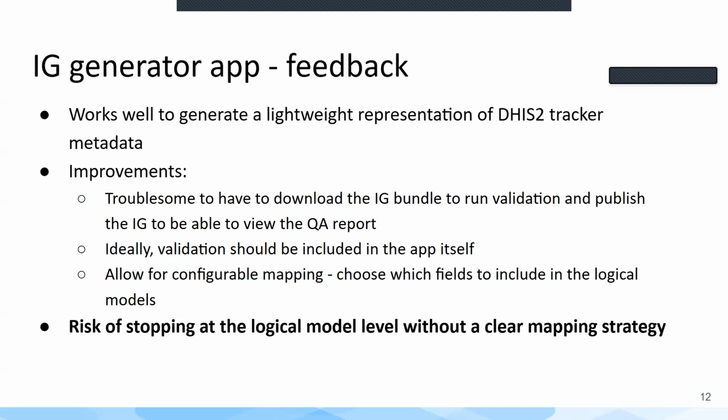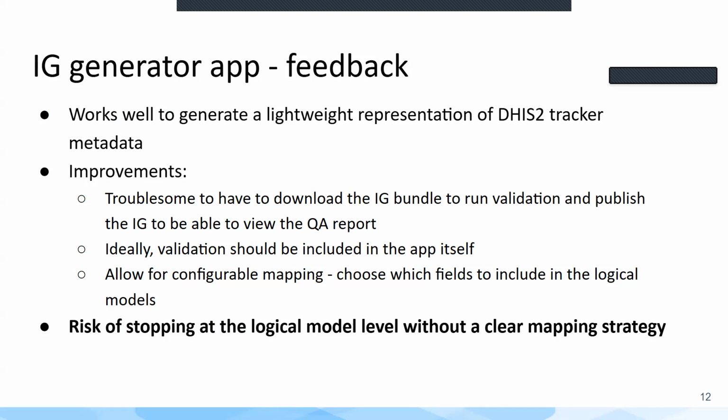So some feedback we've gotten from the IG generator app in general: it works well enough to generate a lightweight representation of the DHIS2 Tracker metadata. Some improvements that we need to look at is, as I mentioned, it's troublesome to have to download the entire IG bundle to run validation and publish the IG to be able to view the quality assurance report. You have to go through the entire step, and based on the size of your DHIS2 tracker, actually generating the IG may take quite a long while. So ideally, validation should be included in the app itself, and we should also allow for configurable mapping, so you can choose which fields to include in the logical models.